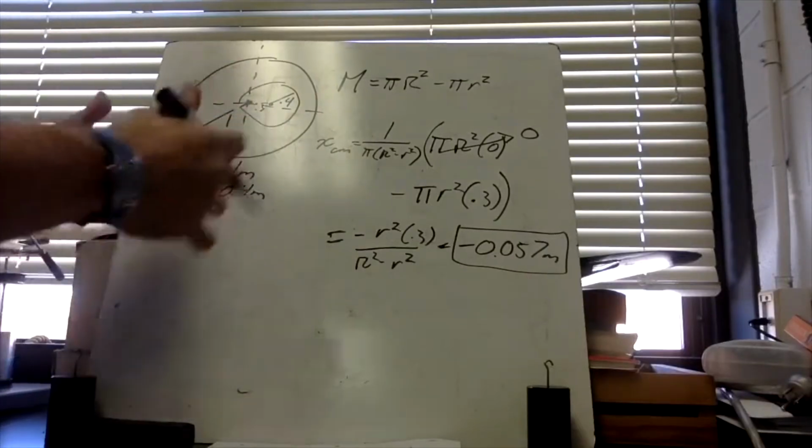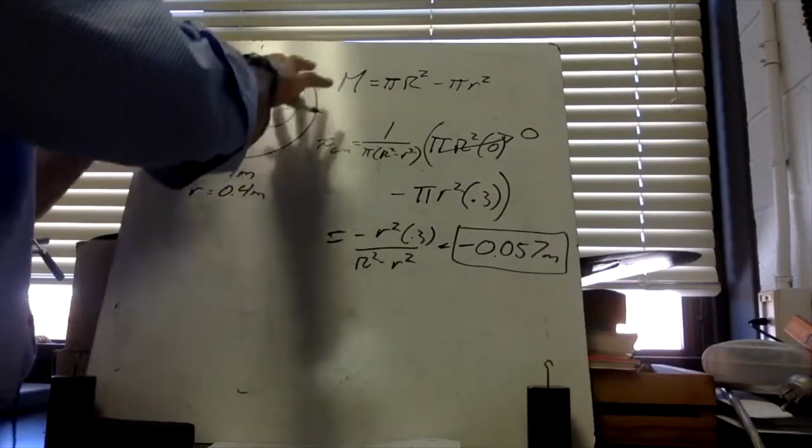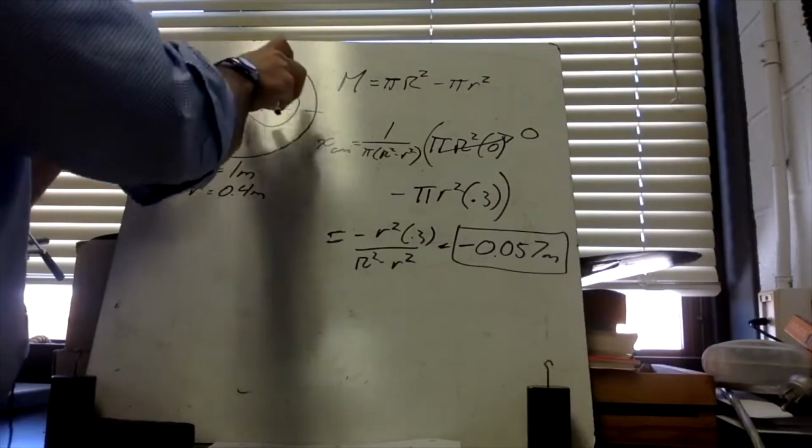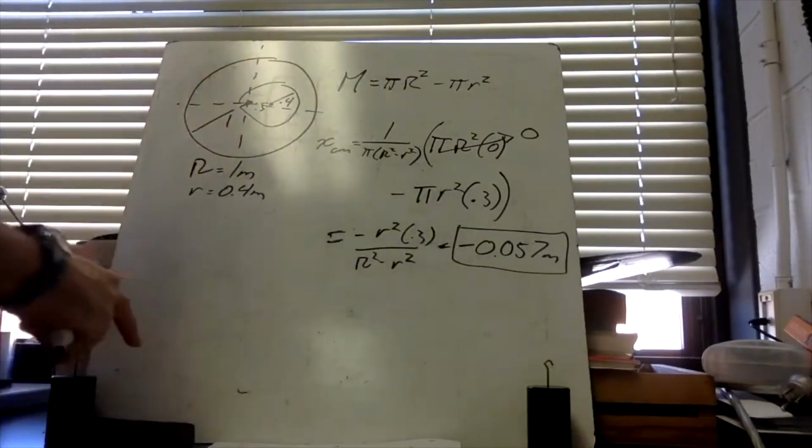But that makes a lot of sense. If this thing is balanced and there's no hole, that means it's the same on both sides. But if I take away something where most of the mass is concentrated on the right, that means the center of mass is going to be a little bit to the left.